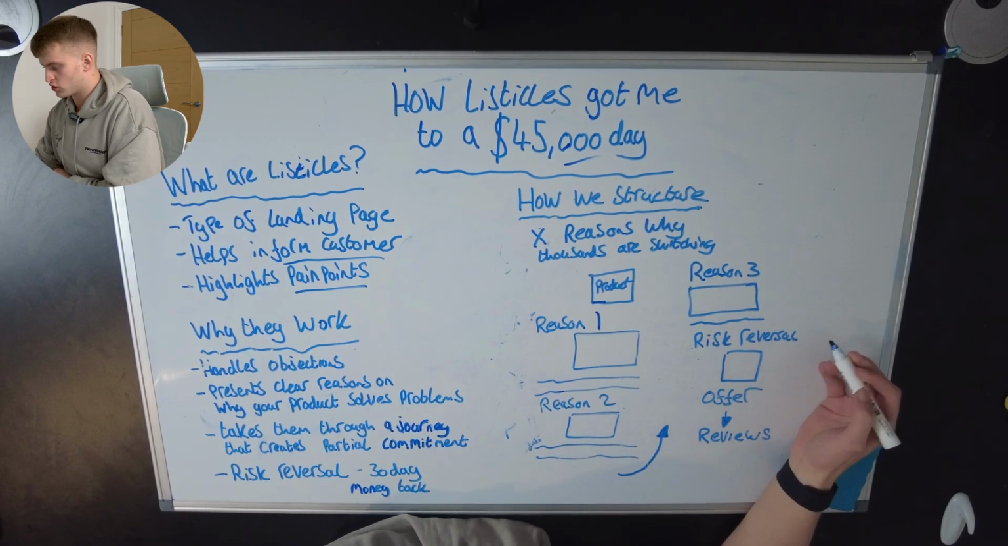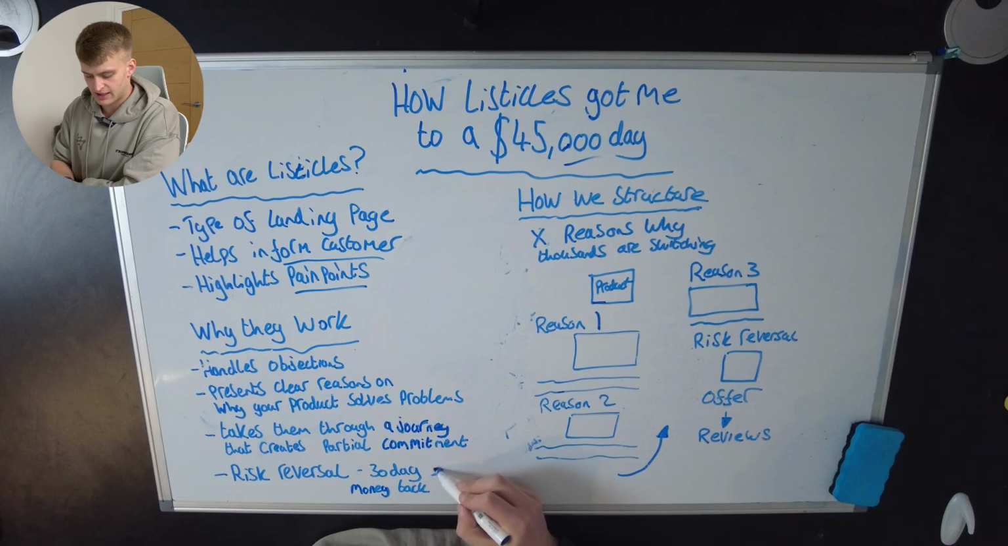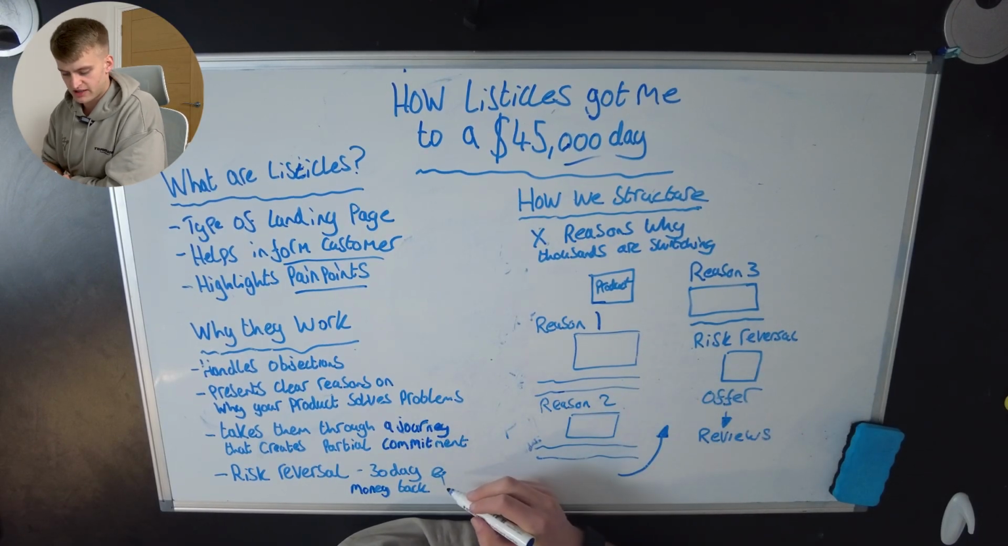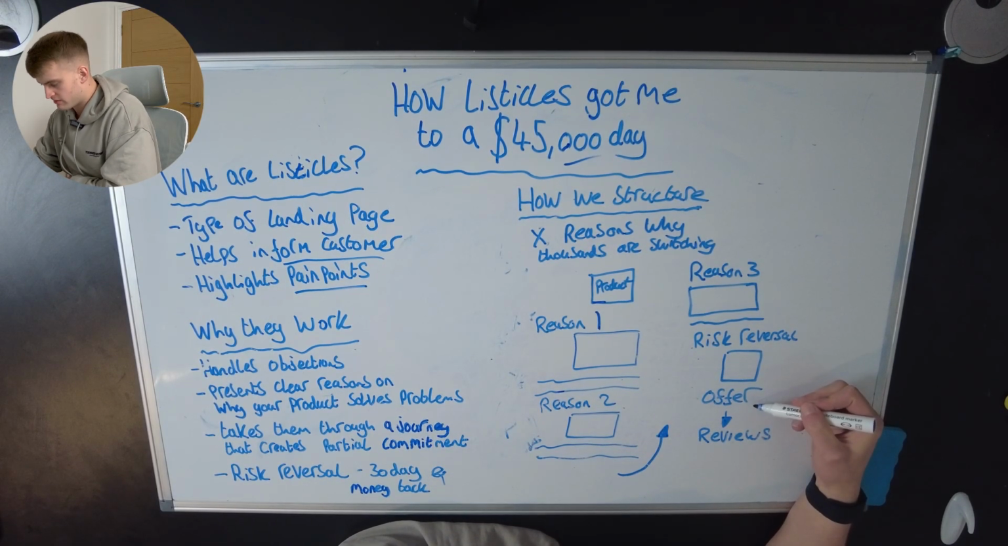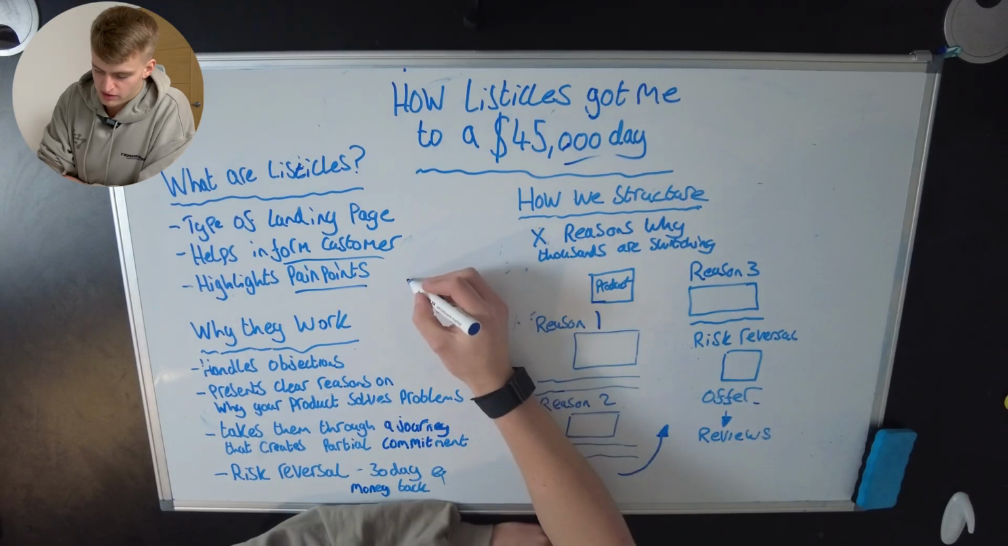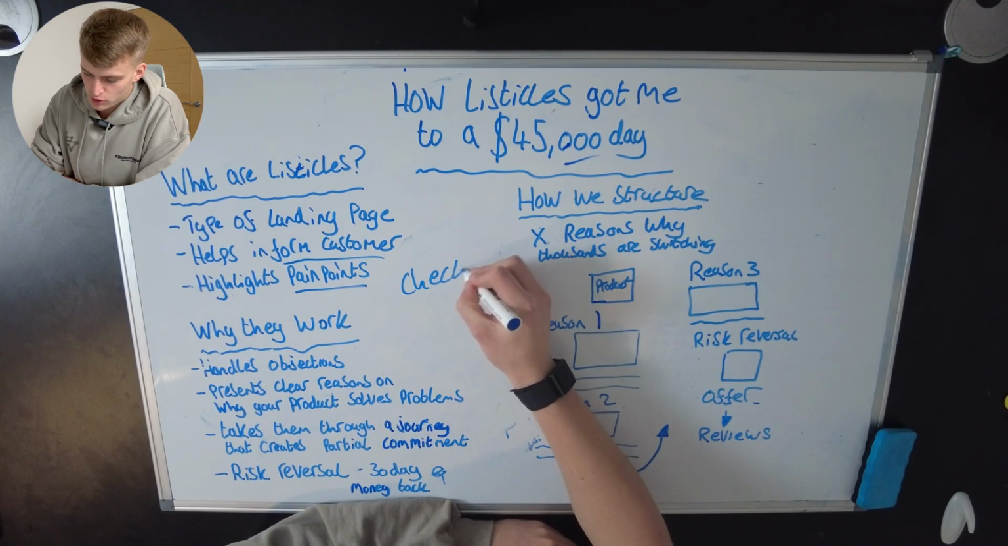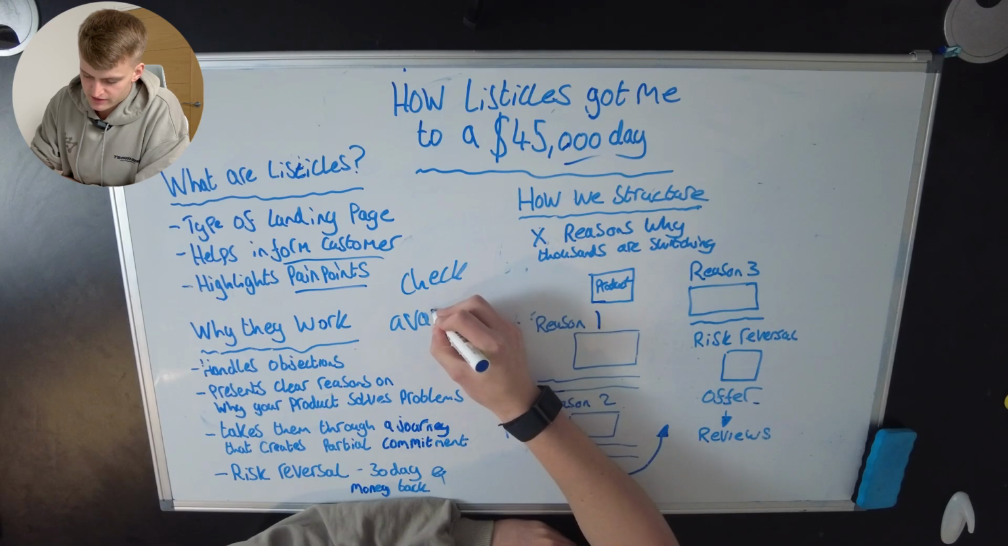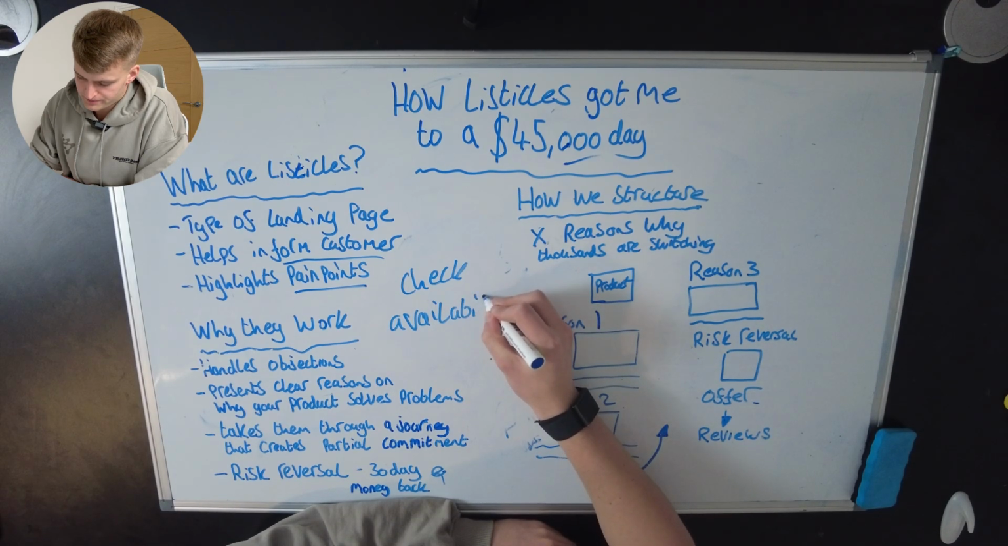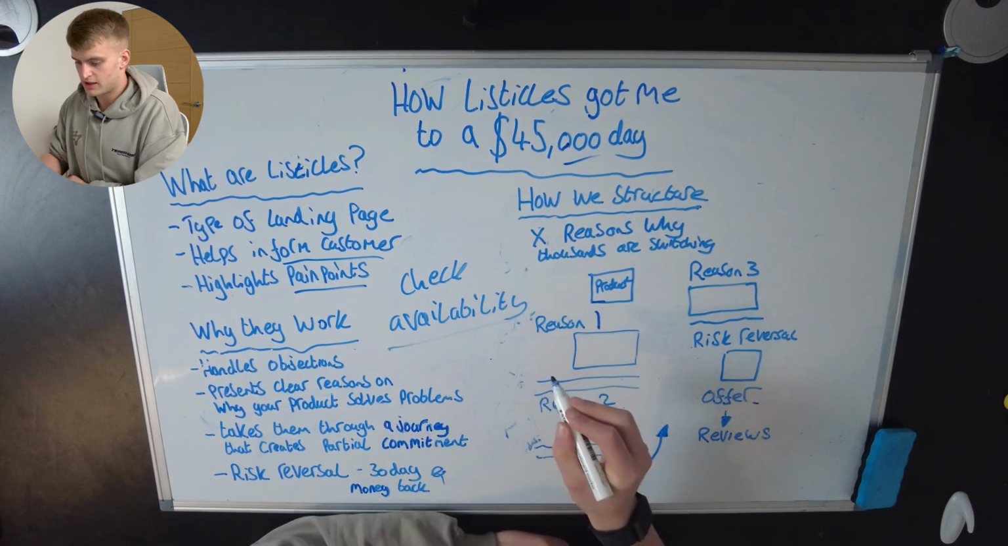You give them a risk reversal where you're going to offer something like a 30-day money back guarantee like this. No results for 30 days, you get your money back. Then you give them the offer, and that offer could look something like, as I said, it'll be at the bottom, it will say check availability, if that's even how you spell it. I'm trying to do this on the go.